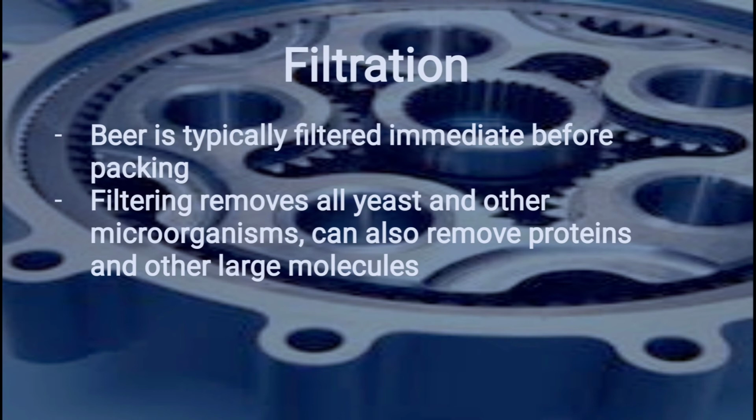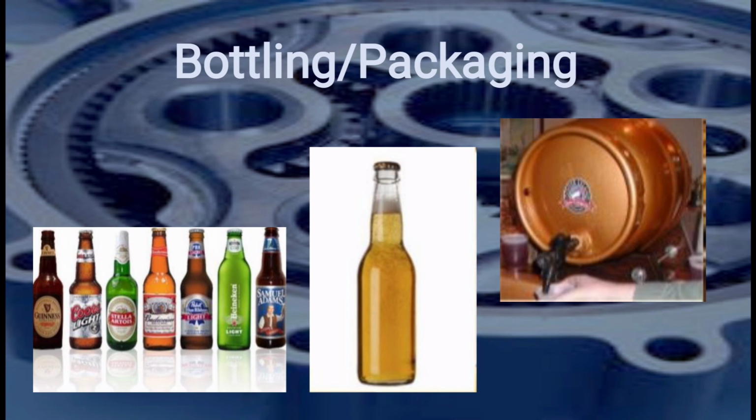The next process is filtration. The beer is typically filtered immediately before packing. Filtering removes all yeast and other microorganisms, and can also remove proteins and other large molecules. And lastly, the final stage of the brewing process, the bottling or packaging. Packing of bottled beer typically involves drawing the product from a holding tank and filling it into bottles in a filling machine, or the filler, which are then capped, labeled, and packed into cases or boxes. A few beers are bottled with a cork or cage.